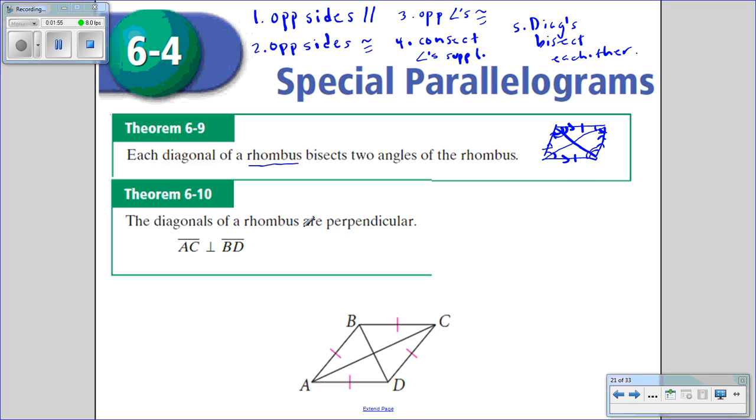Secondly, the diagonals of a rhombus are perpendicular. Remember, perpendicular means they intersect at a right angle, which is 90 degrees. So in this diagram here, we have a rhombus. These 2 diagonals, BD and AC, they are perpendicular. So in the middle, all of these angles are now right angles.